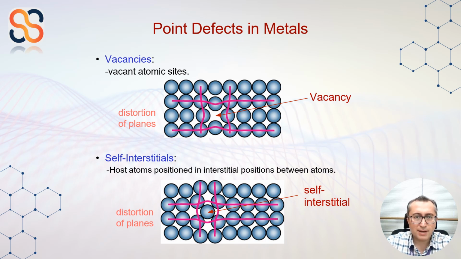Self-interstitials can also impact the material's mechanical properties, often making the material stronger, but also more brittle. In the images we see here, you can notice how vacancies create a disruption in the orderly arrangement of atoms, leading to a distortion of the planes around them. Similarly, self-interstitials also cause distortion as these extra atoms push against the surrounding structure.